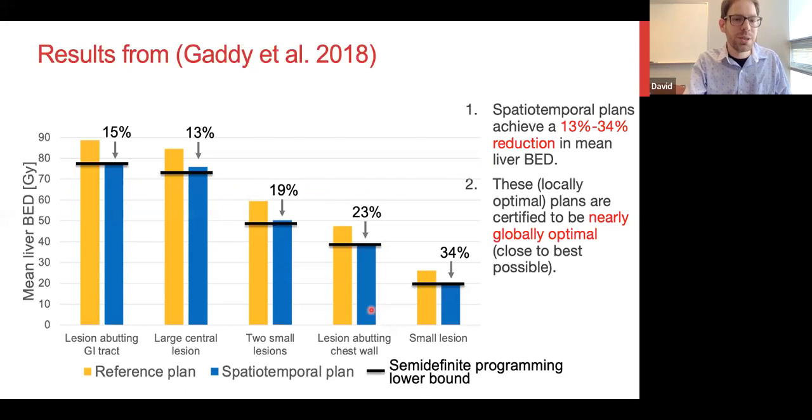And we saw that consistently there is a large reduction in the average liver BED. So here the yellow bars represent the BED of the reference plan, and the blue bars represent the spatiotemporal, the new plans. And I just wanted to mention, because from a methodological or theoretical perspective this is very interesting, and I have no understanding of this, but the black horizontal bars here represent the semi-definite programming lower bound.